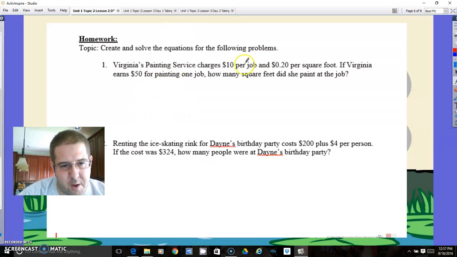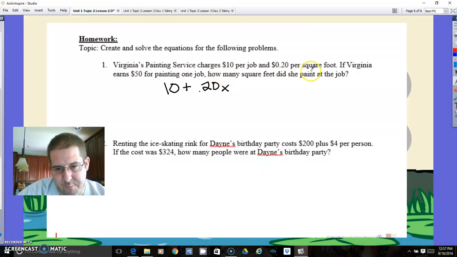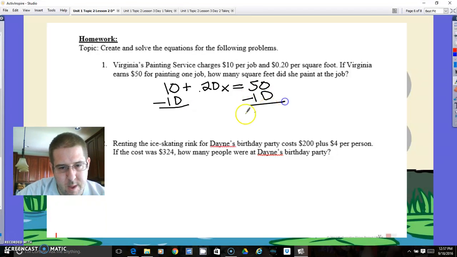Create and solve the equation for the following problems. Virginia's painting service charges $10 per job and 20 cents per square foot. I'll make x the amount of square feet. If Virginia earns $50 for one painting job, how many square feet did she paint at the job? I'm going to write equals 50 because it did say that she earned 50, so we know that's exact. So we're just solving equations here, not too bad. That means 20 cents per square foot must equal $40.